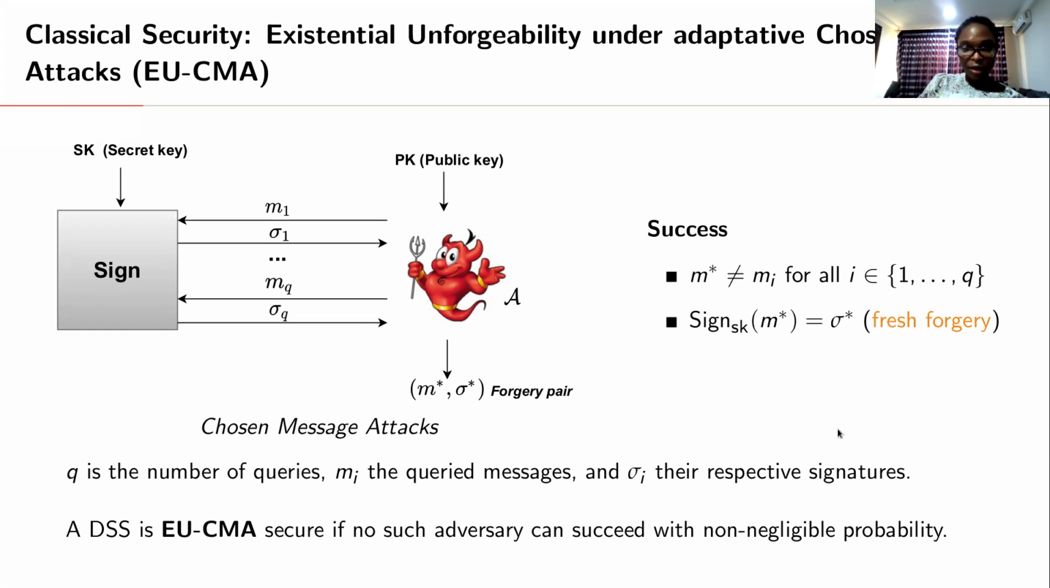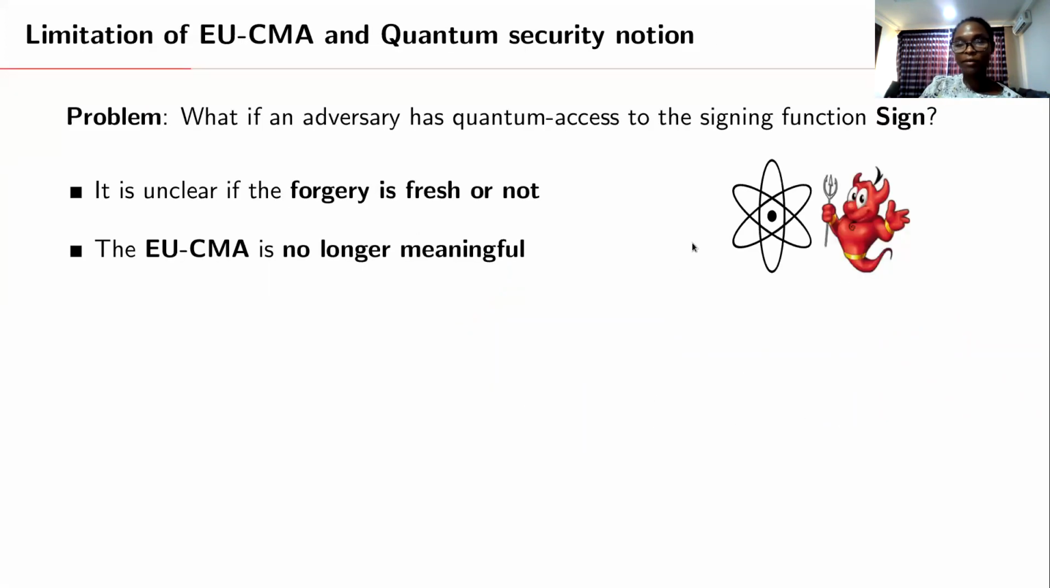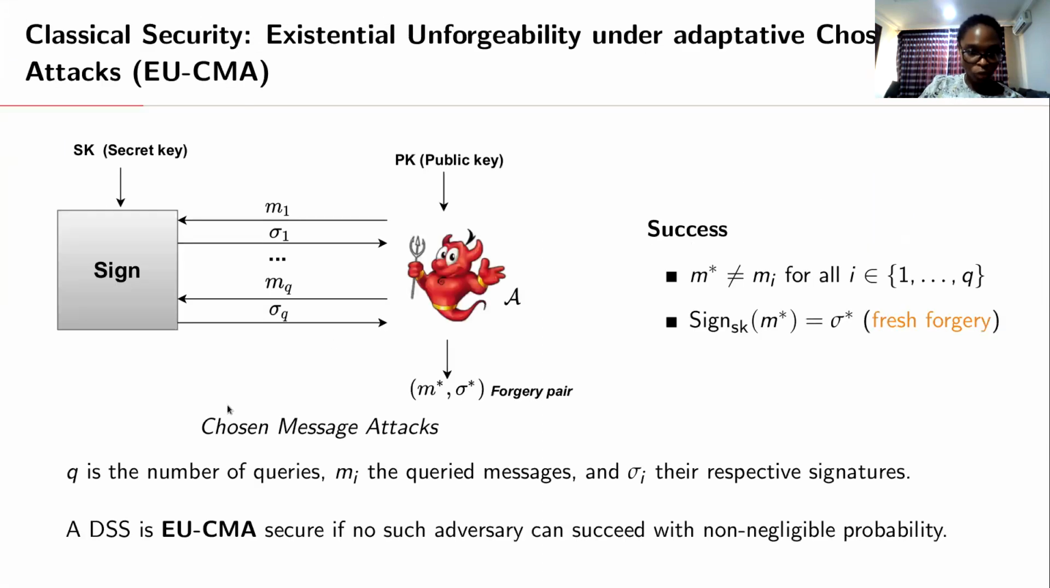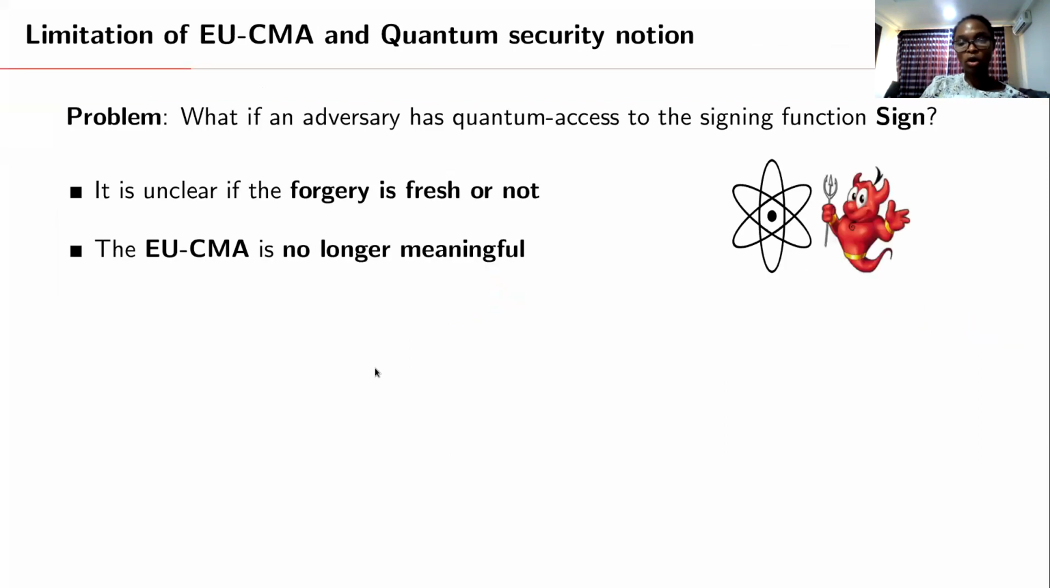We can now ask the question: what if the adversary is a quantum adversary? Now it will not just do a chosen message attack, but a quantum chosen message attack, whereby it queries messages in superposition and receives the signatures in superposition, does some computation, and measures them to get a classical forgery. In this case, the notion of EU-CMA is not well captured because we can't distinguish classical messages from quantum messages. So it's unclear whether there is a quantum attack or not.